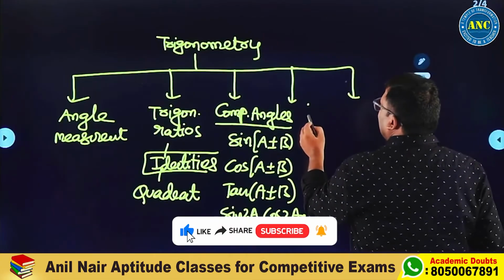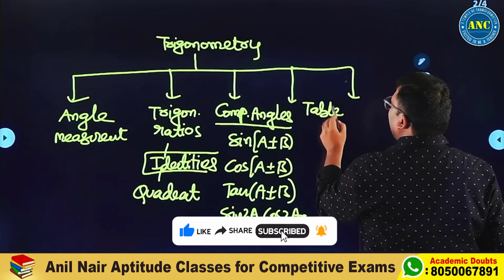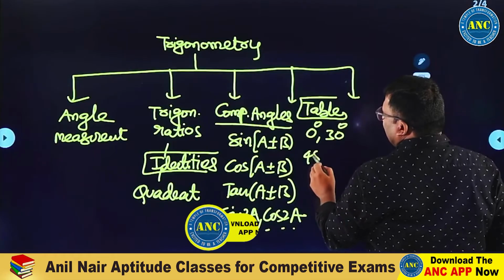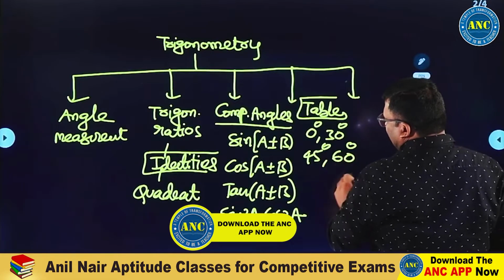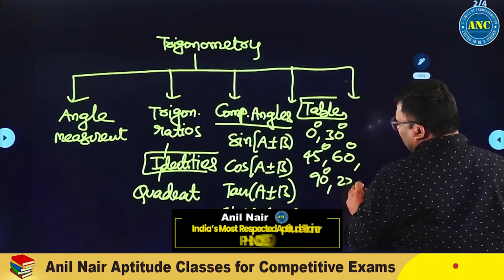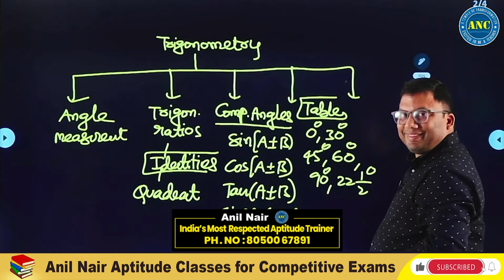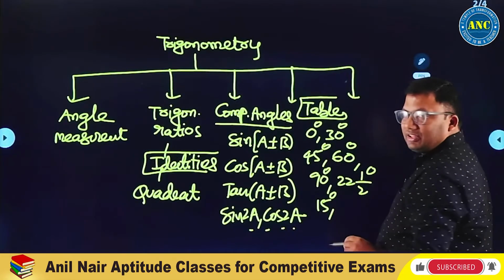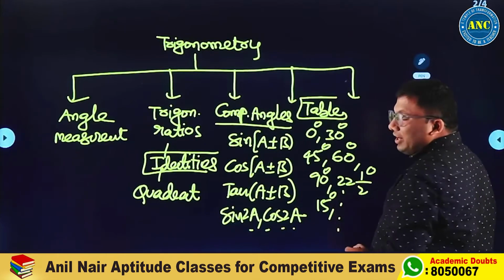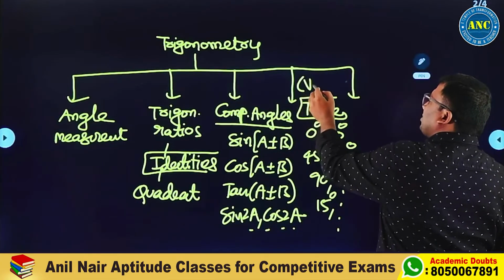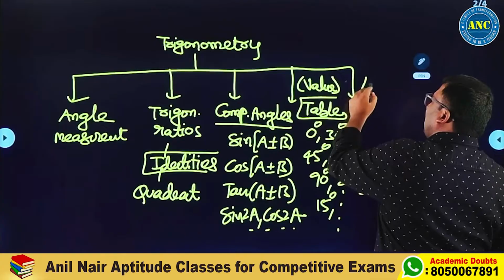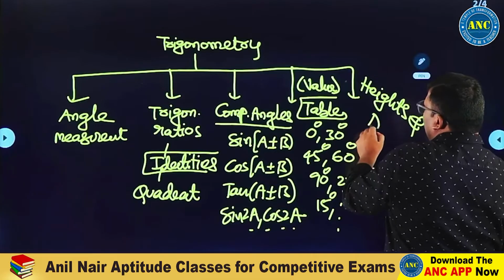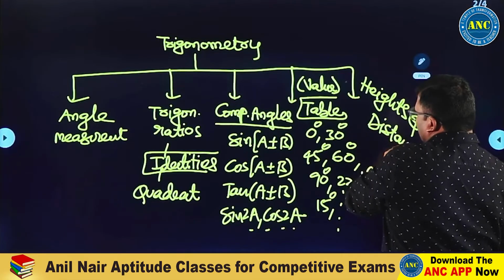Next one is trigonometric table related problems. 0 degrees, 30 degrees, 45 degrees, 60 degrees, 90 degrees, sin 22 and a half degrees, sin 15 degrees, cos 15 degrees, all that table related, value related problems come under this subpart. Last part is heights and distances. These are the main important subchapters of trigonometry.